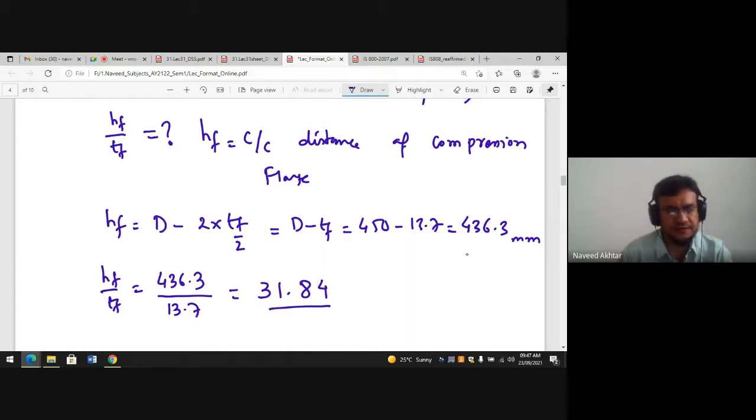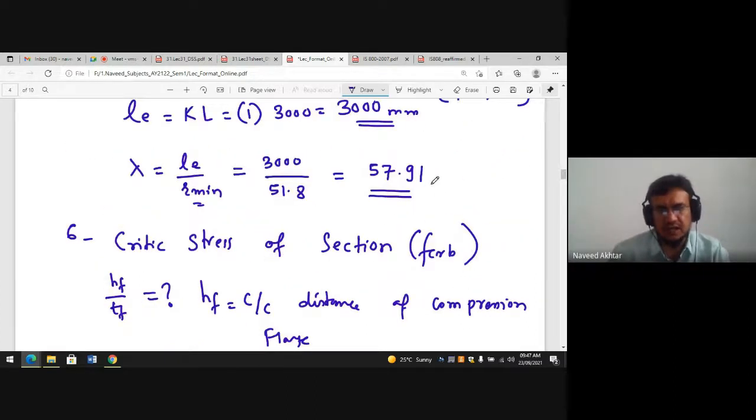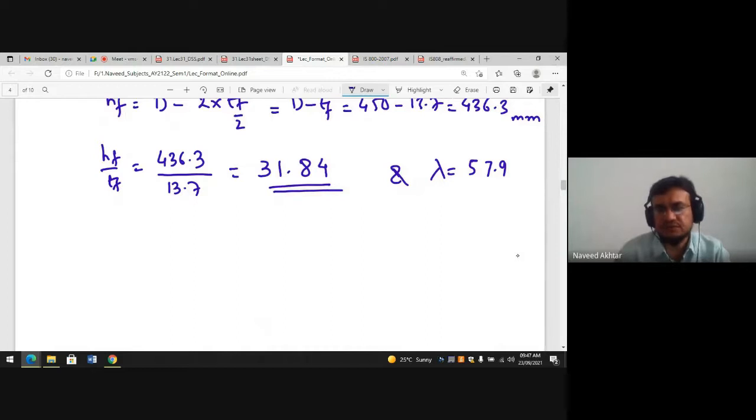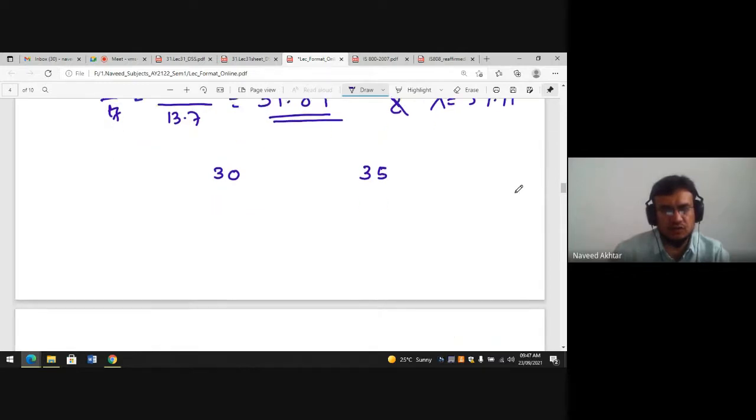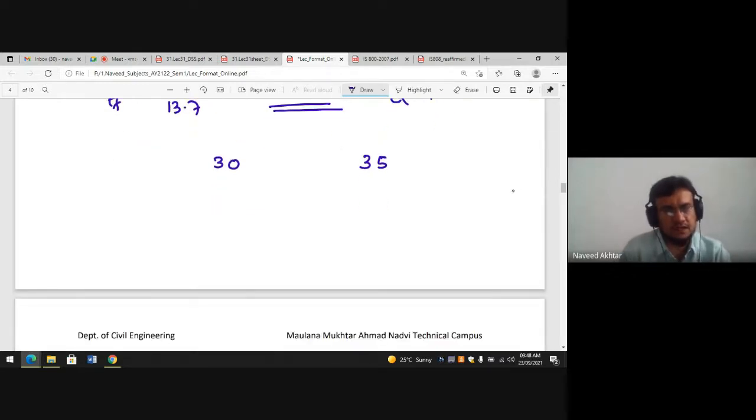31.84. And lambda we know, lambda already we are talking, 7.9, clear. Okay. Now these two values we know, but the HF by TF value for 30 and for 35, the value is given. And for lambda value, this is HF by TF value. For lambda.